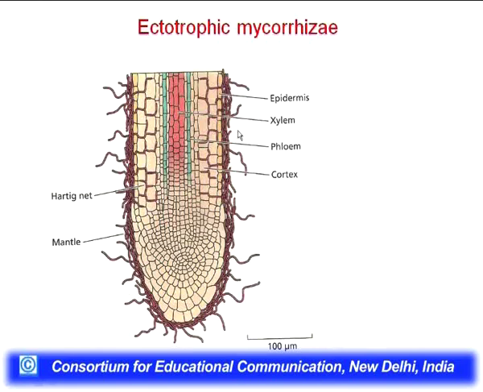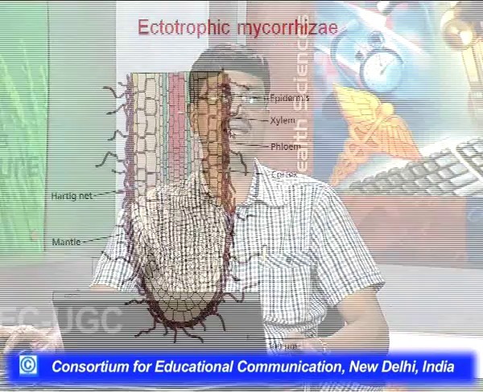These mycorrhiza are in symbiotic association with the plant and they help the plant in acquiring nutrients. What happens actually is that a plant can increase its root branching, but it is not as efficient in elongating as a fungus can be. So plants and these fungi, mycorrhiza, grow together like a symbiotic relationship.